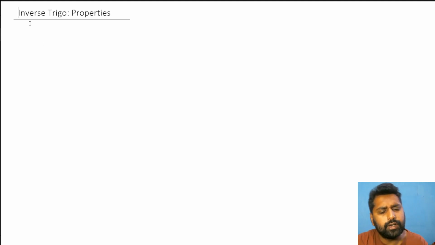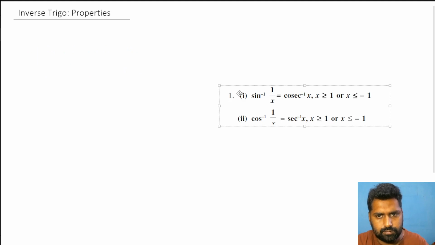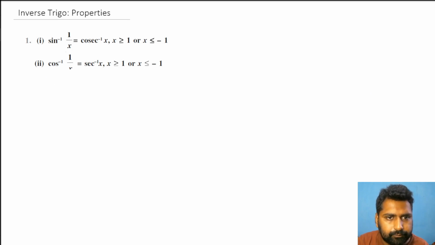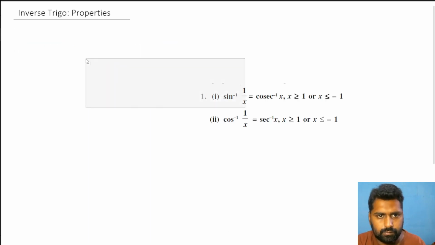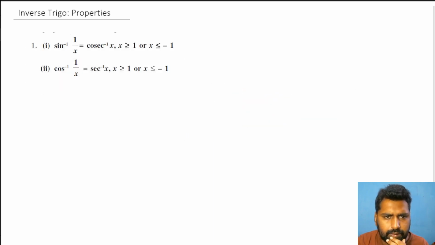A few properties we have already discussed, like this one. Okay, that's the first property. We have already discussed these, but this time it is clearly mentioning what could be the possible values of x.